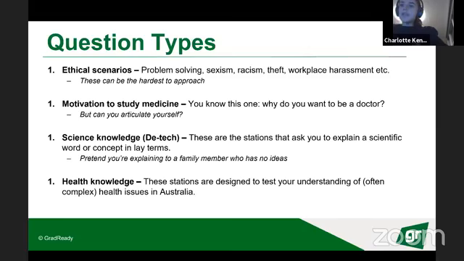And then the health knowledge ones. Again, these are a little bit more specific to Victorian universities. Basically these questions test your understanding of health issues in Australia. A good way to approach these questions is pretty easy: read the news, try to inform yourself of what's going on. Maybe there'll be a pandemic question, we don't know. But basically just try to inform yourself about how the Australian healthcare system works, what systems are in place and what some of the issues surrounding these are.